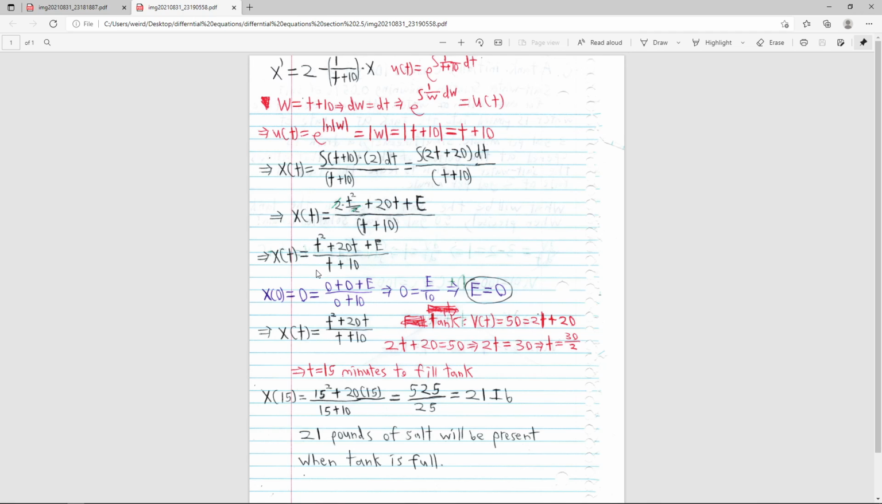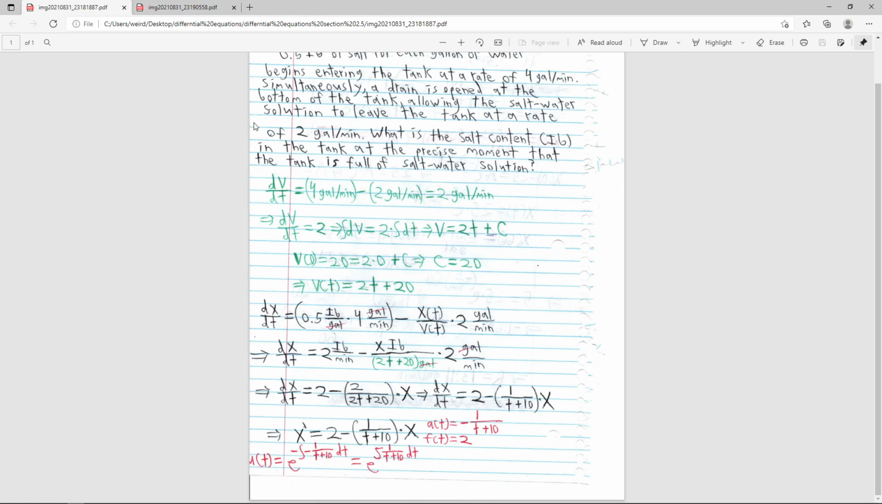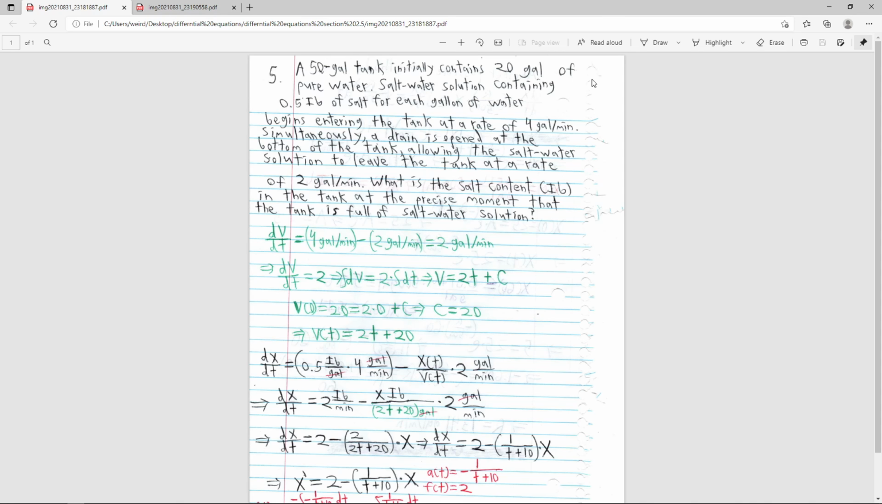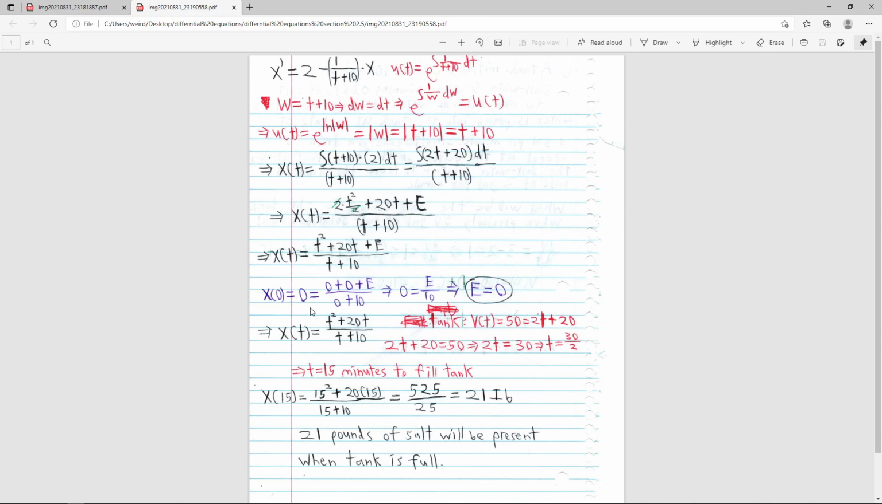And we can solve for C pretty easily by putting in x of 0, which is equal to 0 because it's initially 20 gallons of pure water. So 0 equals 0 plus C divided by 0 plus 10. 0 is equal to C divided by 10, so multiply by 10, C equals 0. So x of t equals t squared plus 20t divided by t plus 10.